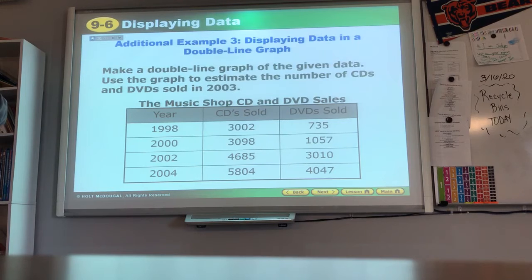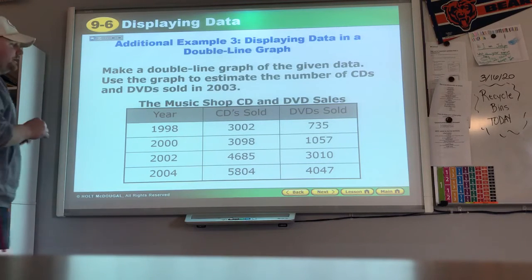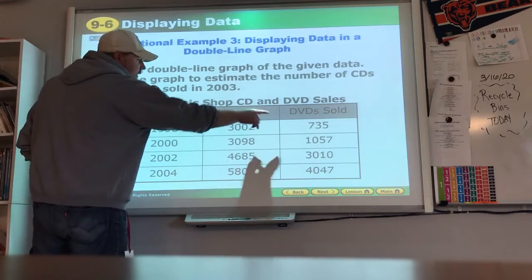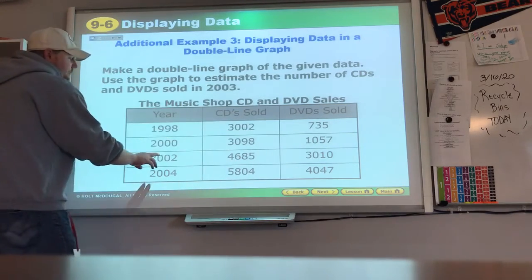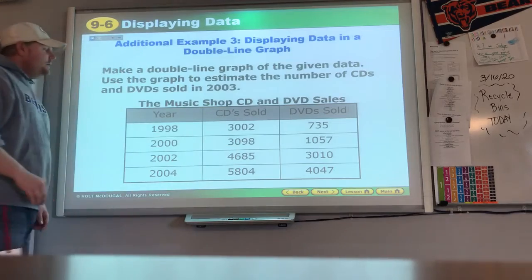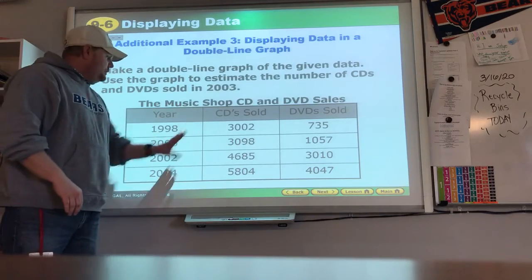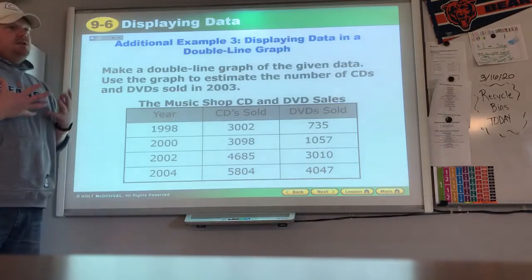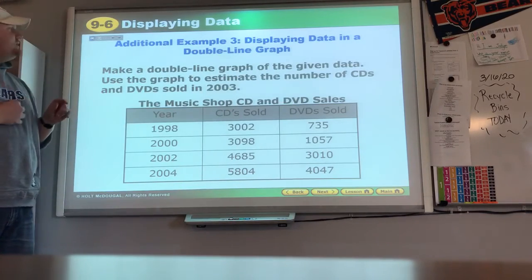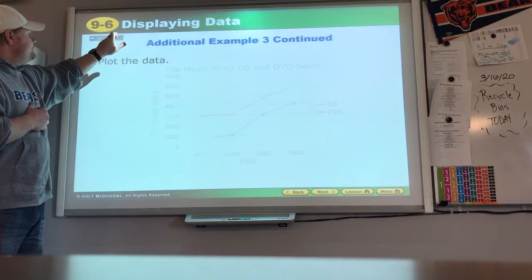Yeah, this is old. It'd go way down if it was now. So in 98, 3,735. 2000, there were that many. 2002 and 2004. So we're going to look at each of these, the years with the number sold. And we're going to make 2 individual line graphs, but put them on the same thing. So watch how that works.